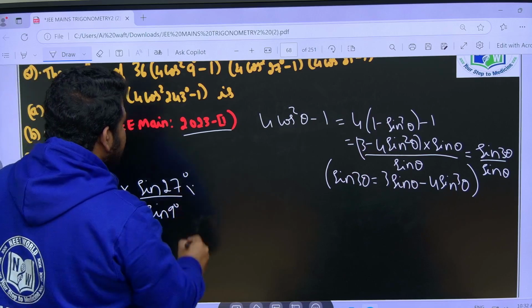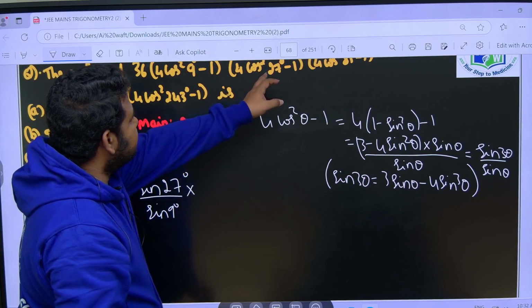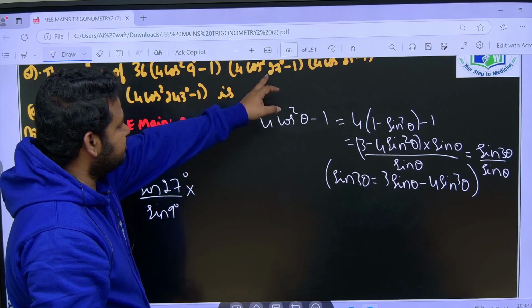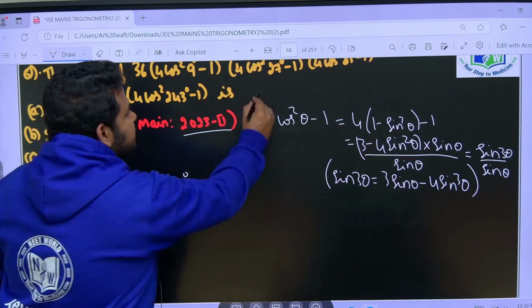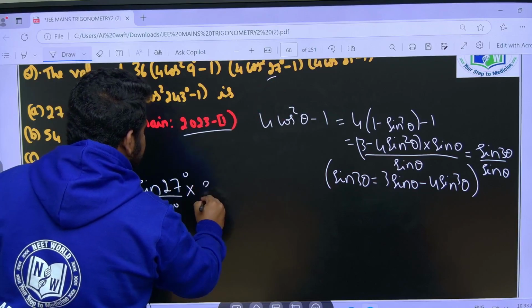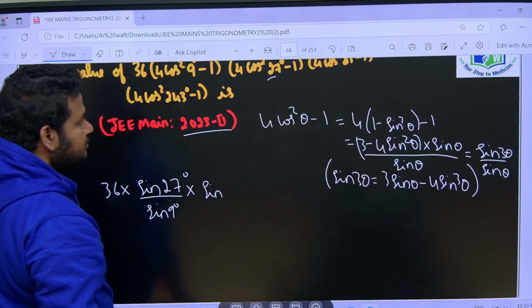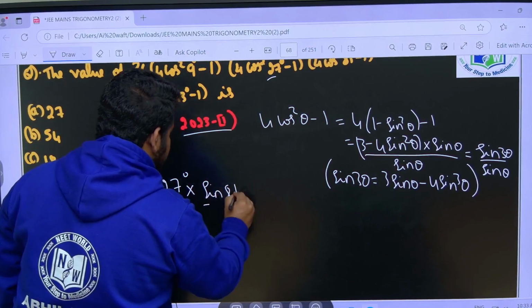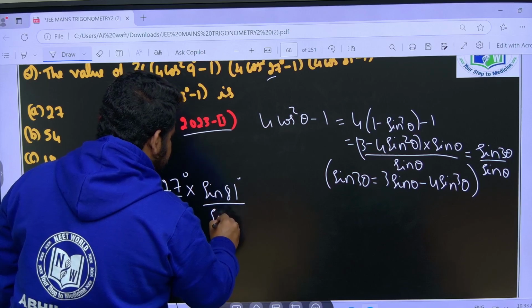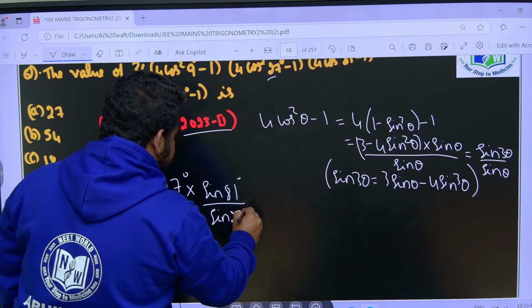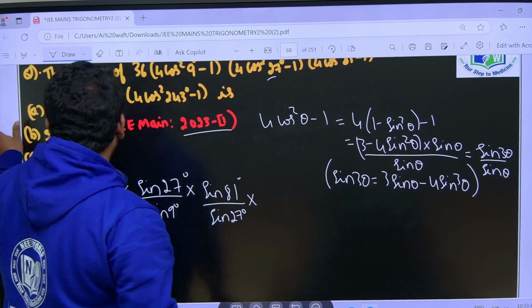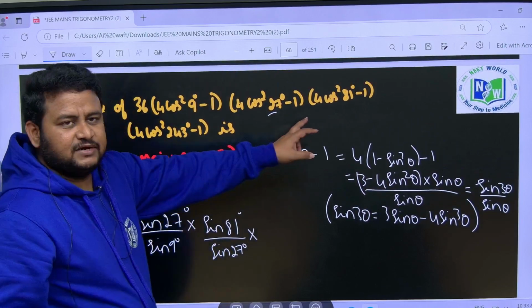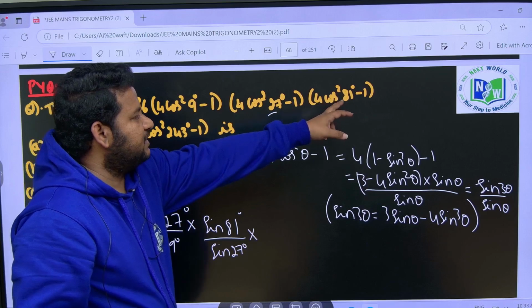Next, what about 4 cos square theta minus 1? Here theta is 27. So this will become sin 3 times 27. 27 into 3 is 81. Sin 81 divided by sin theta, which here is sin 27. So this is 4 cos square 81 minus 1.